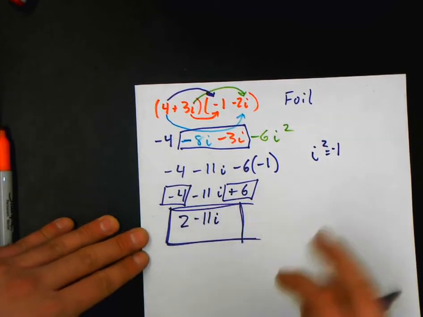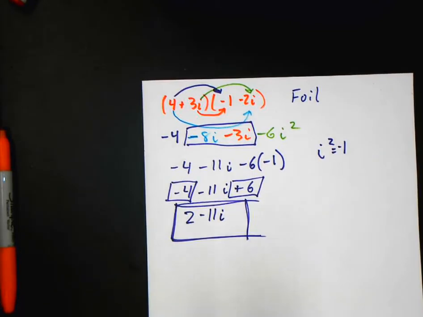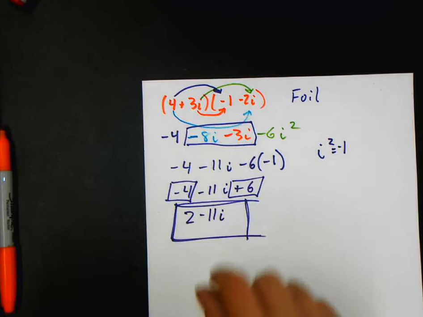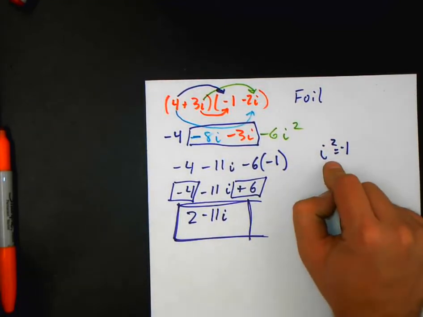Okay, this is the simplified version of this expression up here in orange. Foiling both of the binomials together, combining my like terms, and replacing my i squared with negative 1.